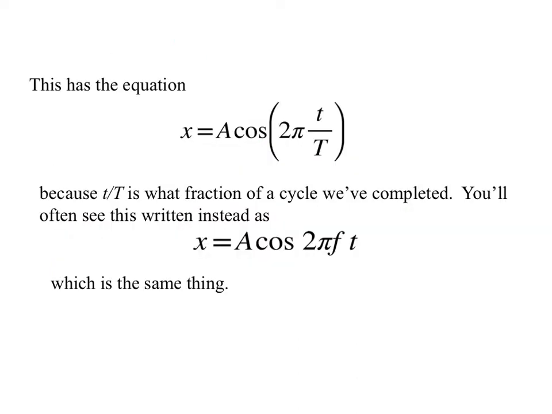This motion had the graph x equals A cosine 2 pi t over T, because little t over big T is what fraction of a cycle we've completed. Talked about this before. And of course, as I said earlier, you often see this as x equals A cosine 2 pi f times t, because f is 1 over big T. And that's just a matter of convenience. There's no particular deep reason for writing it that way or not.